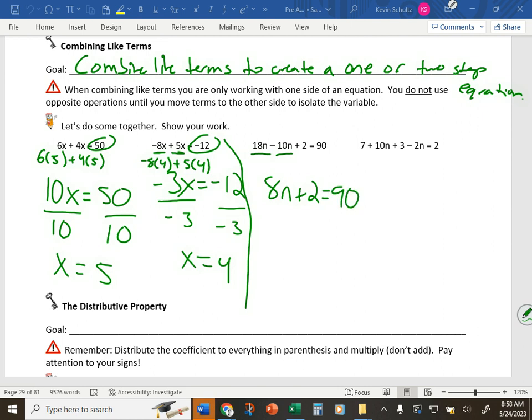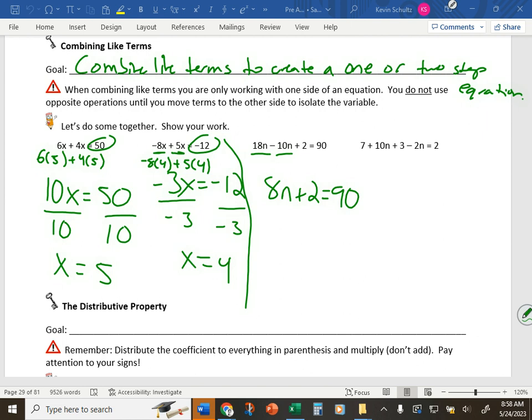Now, for this two-step equation, what do we do first? We've had two-step equations on our bell ringers recently for a reason, right? Because they're coming back a little bit. You see the operations in the equation. We're multiplying n by 8, and then we're adding 2. So we have to undo that. We're now in the solving phase, right? We did the simplifying. Now we're solving.